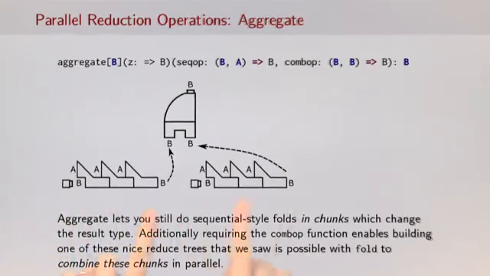So you can have individual workers doing this work, so think individual nodes or individual executors doing this work. We can change the types using this fold left sequential style reduction operator, but we can do it in parallel on chunks. And now that we have this combo op function here, it makes it possible to build these nice reduced trees that are so easy to parallelize.